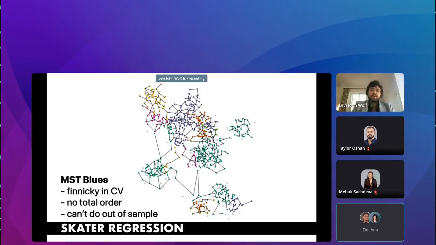Now, SKATER regression is built on top of SKATER, and SKATER has a few problems, especially in large data and in kind of data scientific applications. And one of the really critical ones that I'd like to talk about today is that SKATER is very finicky under cross-validation. In addition, the algorithm provides you no total order in terms of its partitioning of space. It also isn't very clearly able to do out-of-sample prediction. So I'll show you a couple of examples.